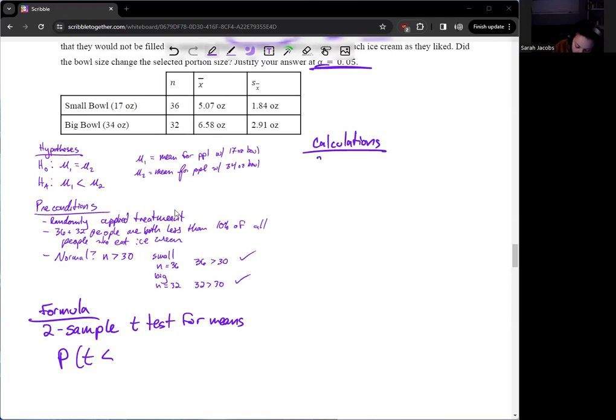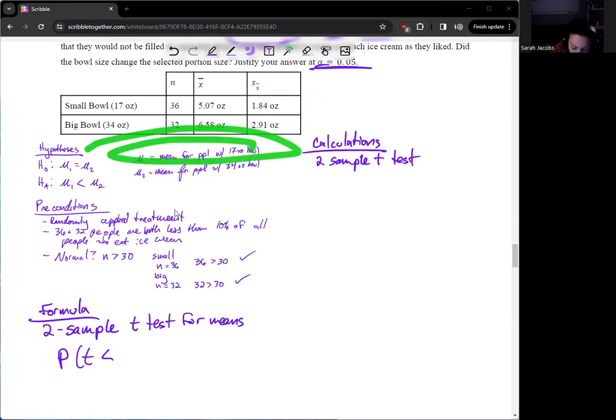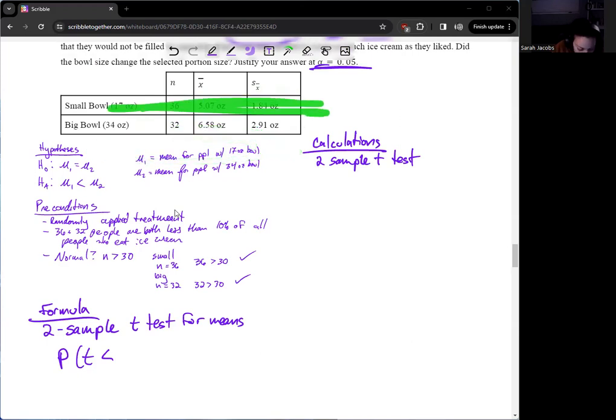So we're going to do a 2-sample t-test in our calculator. So we go to stat calc, or excuse me, stat tests, 2-sample t-test. Okay. We're inputting stats because we have the statistics. We don't have the actual data points. So for X1, since we defined mu1 as the mean for people with the 17-ounce bowl, all of our ones are about this. So X1 is going to be 5.07.